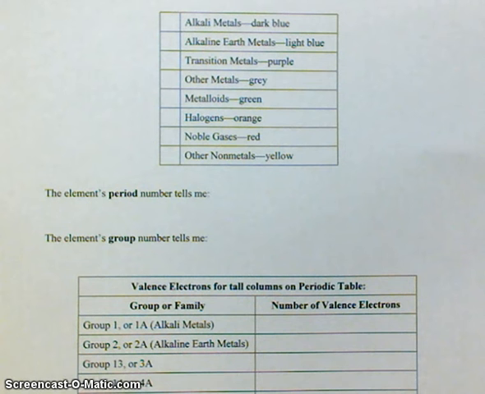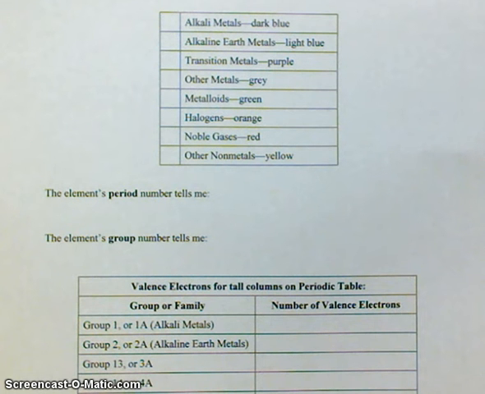First of all, just to review, the element's period number tells me how many energy levels are being used to place electrons. The element's group number tells me how many valence electrons I have. And then down in the chart, valence electrons for tall columns on the periodic table. We're not going to worry about trying to figure out the short columns.